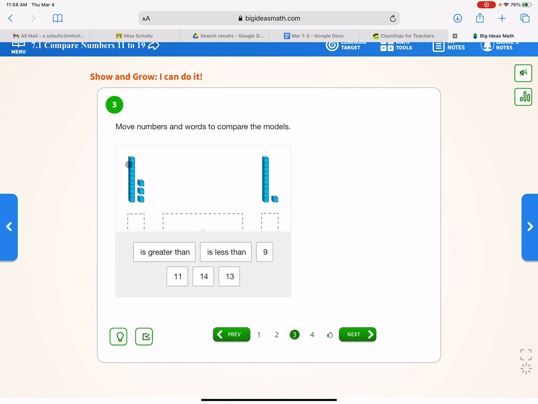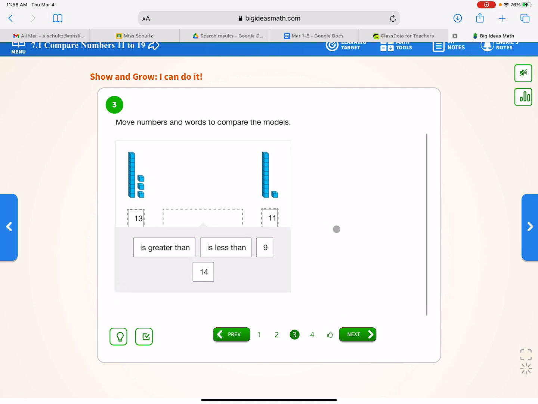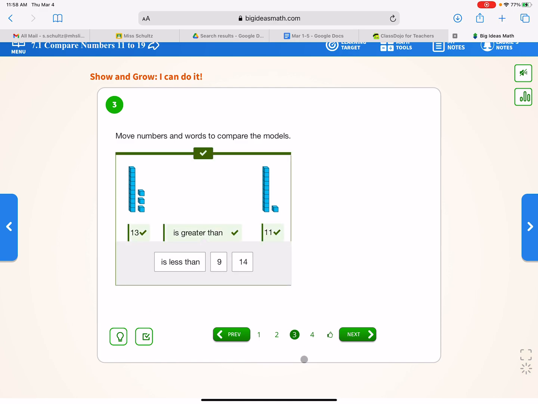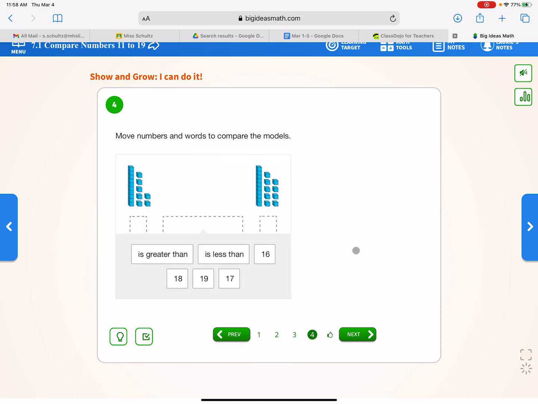Okay, so we have 1 rod here, and how many ones? 3. So we have 10, 11, 12, 13. So we have 13. Then how many over here? Shout it out. 10, and then 10 plus 1 is 11. So which number is less than? Which number is greater than? Which number is closer to 10? 11 is closer to 10 because we had 10 plus 1, we would get 11. So we know 13 is greater than 11. And let's check our work, and we did it right. And let's do one more example, then I'll let you guys practice on your own.